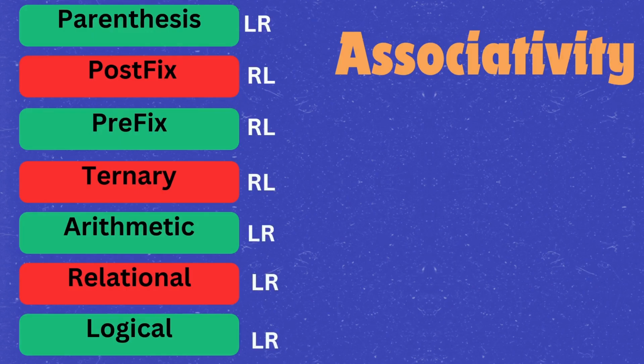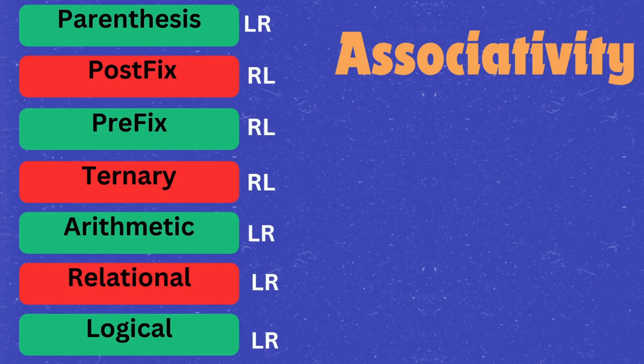So how do you remember those three operators? You can just remember that these three operators are very less used. One is postfix, one is prefix, both are together, postfix, prefix, so that is one. And one is ternary. Apart from these three operators, all are left to right. Only postfix, prefix and ternary are right to left. So that's all about precedence and associativity of operators in Java.